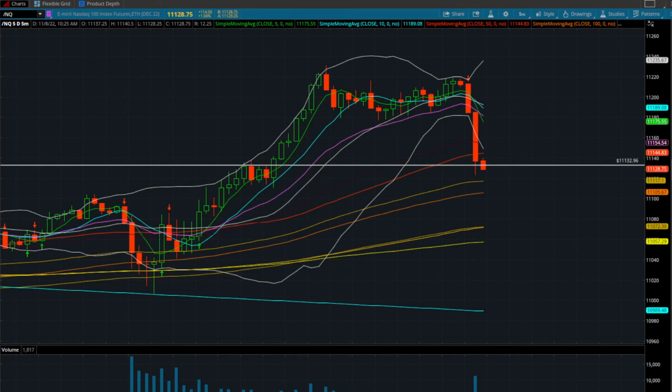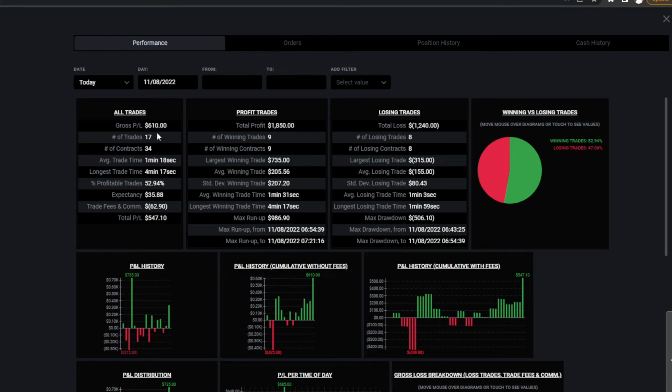Now I just do want to quickly show you guys here. $610 total profit. I did take 17 trades. I traded 34 contracts. My average trade time was 1 minute and 18 seconds. The longest amount of time I was in one trade was 4 minutes and 17 seconds.